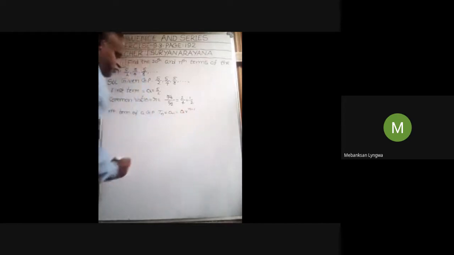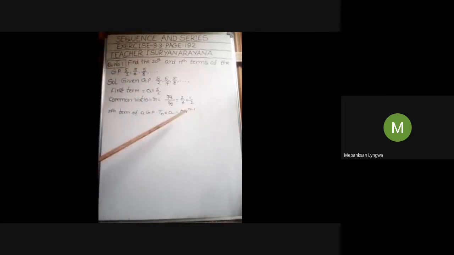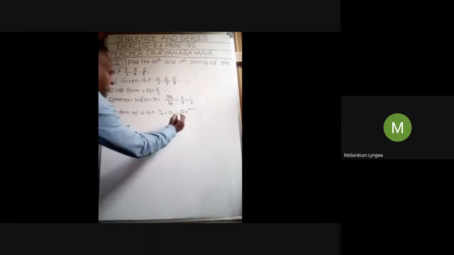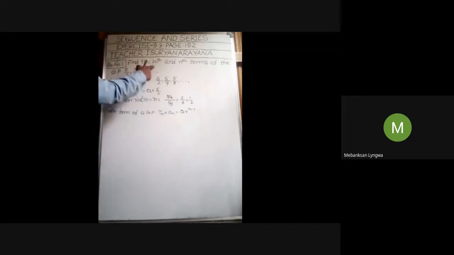Tn or An. You can denote it Tn, meaning nth term, or An, nth term. What is the formula? A into r to the power of n minus 1. Do you remember this formula, my children? Nth term of a geometric progression. Right. What is A here? 5 by 2. So 20th term.